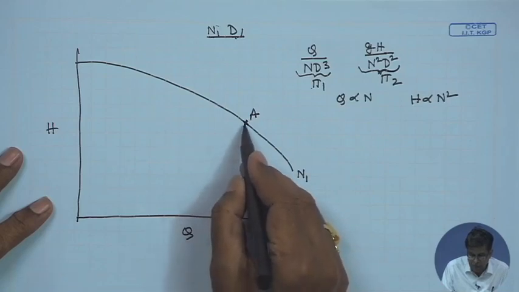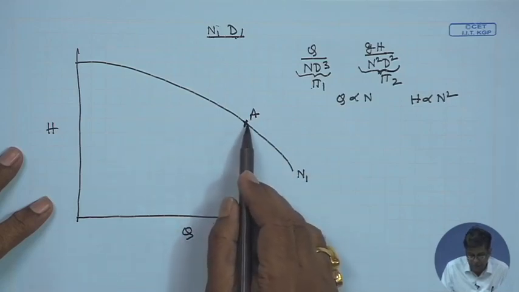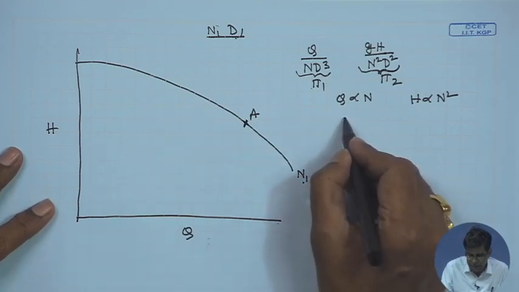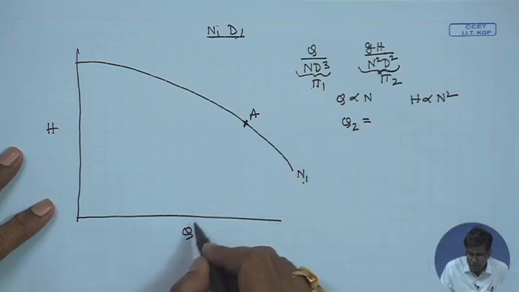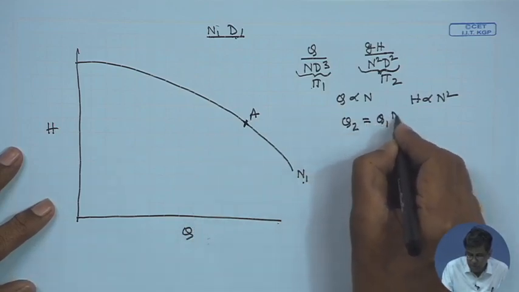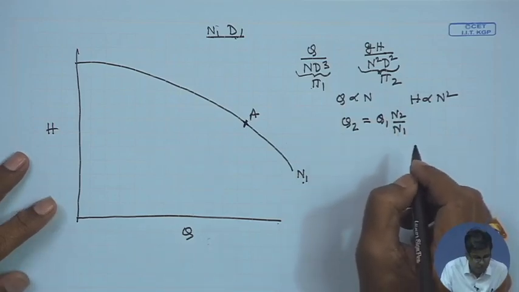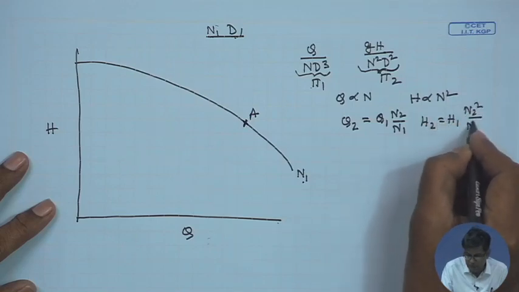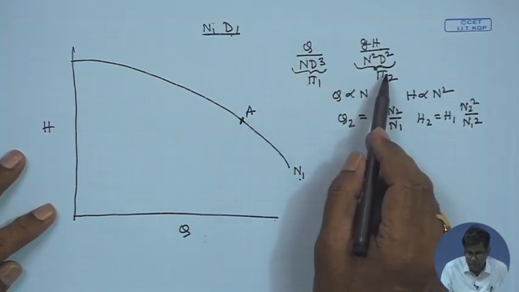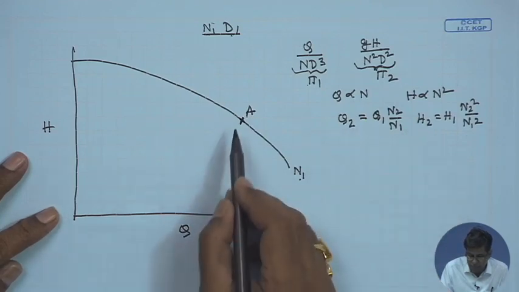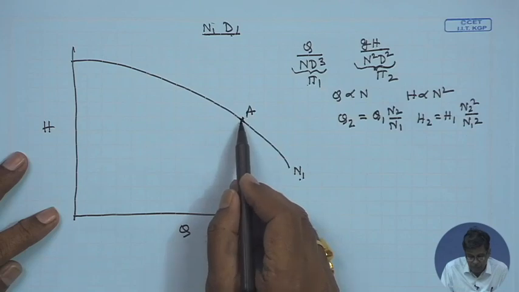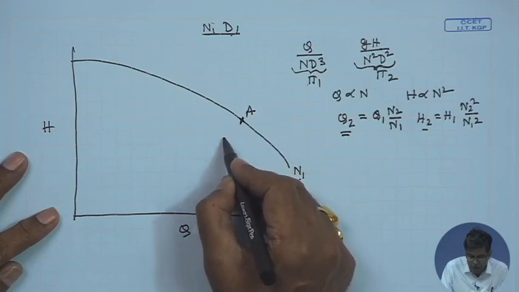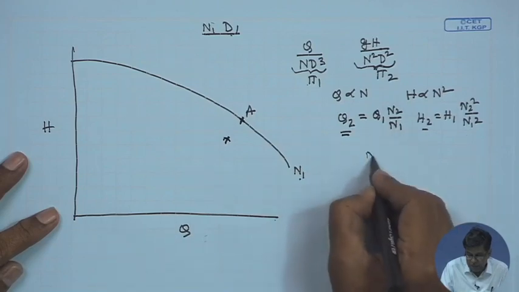So, therefore, if Q1 is the flow rate and H1 is the corresponding head for pump 1, which is rotating at speed N1, then we can find out this flow rate or the discharge Q2 as Q1 into N2 by N1, and similarly we can find out that H2 is H1 into N2 square by N1 square. That means, we take the help of the similarity parameters, non-dimensional parameters pi 1 and pi 2. If we know the value of Q1 and H1 at a particular point A, we can find out Q2 and H2 at the corresponding point on the different speed N2.